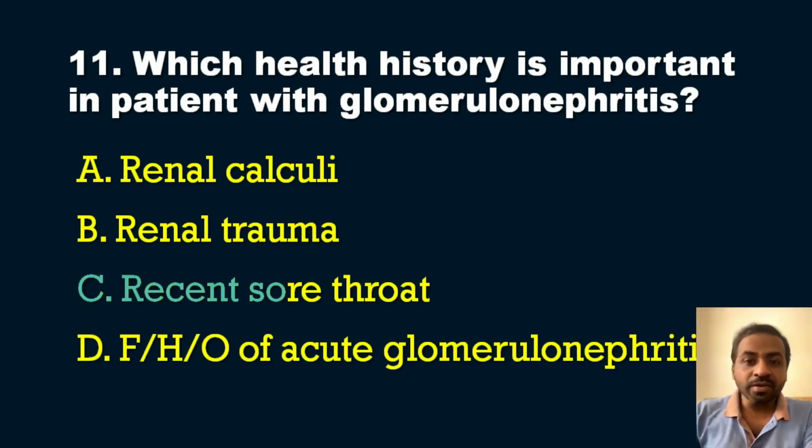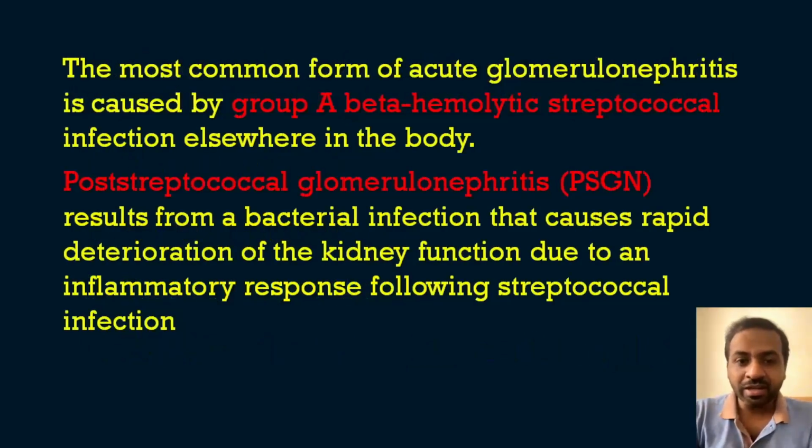So the answer for our question is option number C, that is a recent sore throat. Why recent sore throat? That we will have an explanation in the explanation session. You know that the most common form of acute glomerulonephritis is caused by group A beta hemolytic streptococcal infection elsewhere in the body. So a sore throat, which can be caused by a group A beta hemolytic streptococcal infection, can result in the development of acute glomerulonephritis.